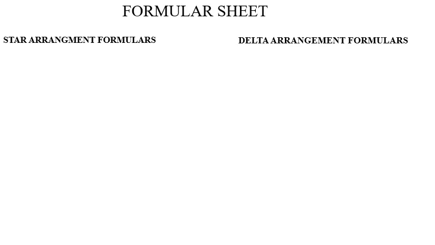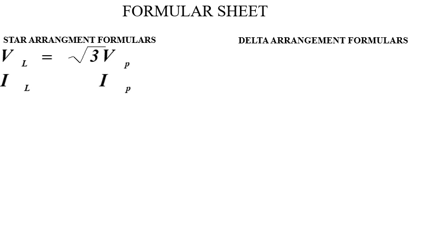So let's look at our formula sheet. With our formula sheet, we have two arrangements in a three-phase circuit. We have the delta arrangement and the star arrangement. For the star arrangement, what we have to know is that VL, which is the line voltage, is equal to root 3 times the phase voltage. These are formulas that you have to keep at the back of your head. You have to really know them by heart.